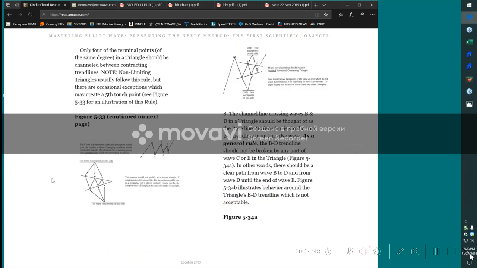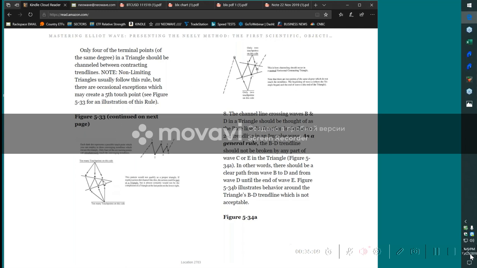Okay, let's move on to the next page. Another important thing is you don't want to have too many touch points. If you have too many touch points, you're probably dealing with a non-limiting triangle, or your count is wrong. So here it shows where we have 3 touch points on the top and 3 on the bottom. It's very unlikely this is going to be a contracting triangle; something is going to happen to ruin the structure.